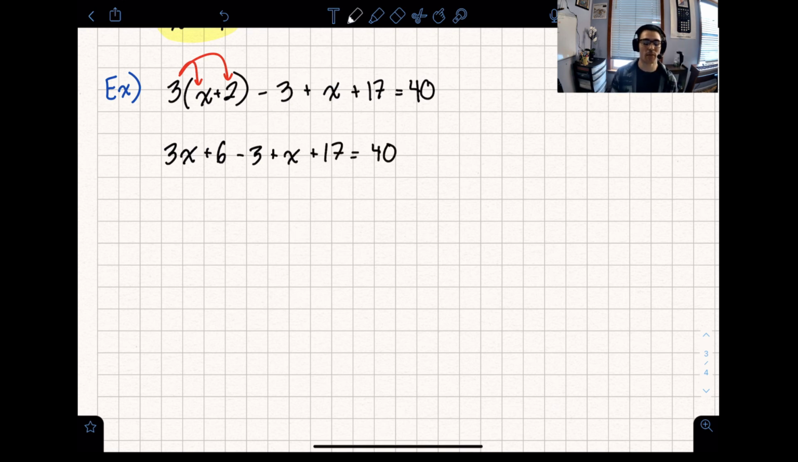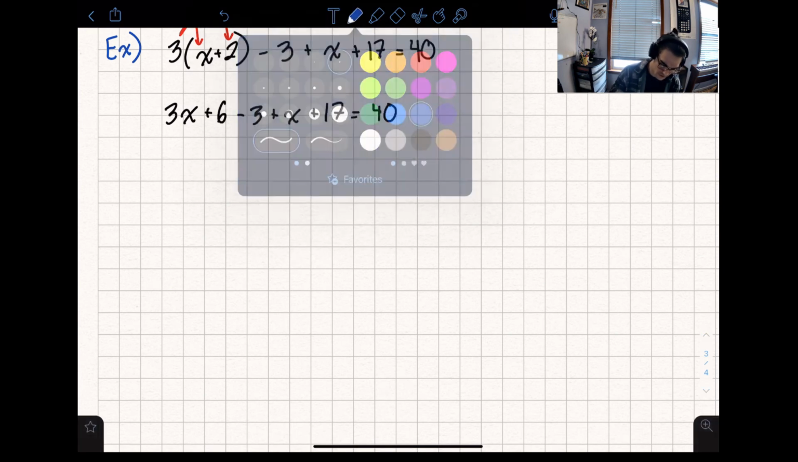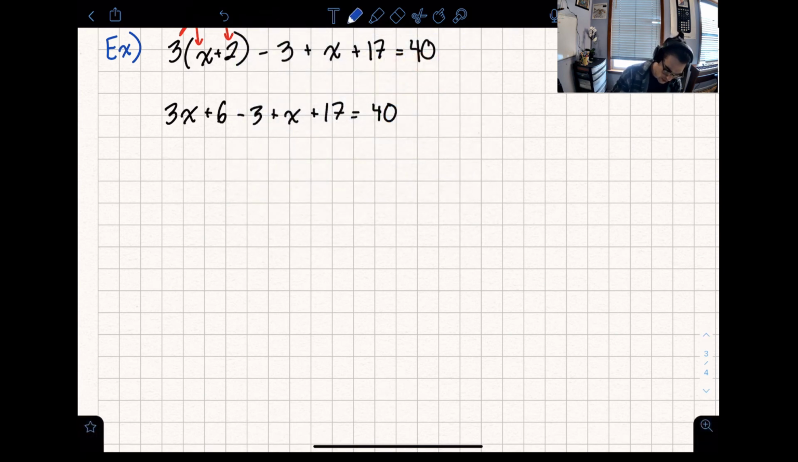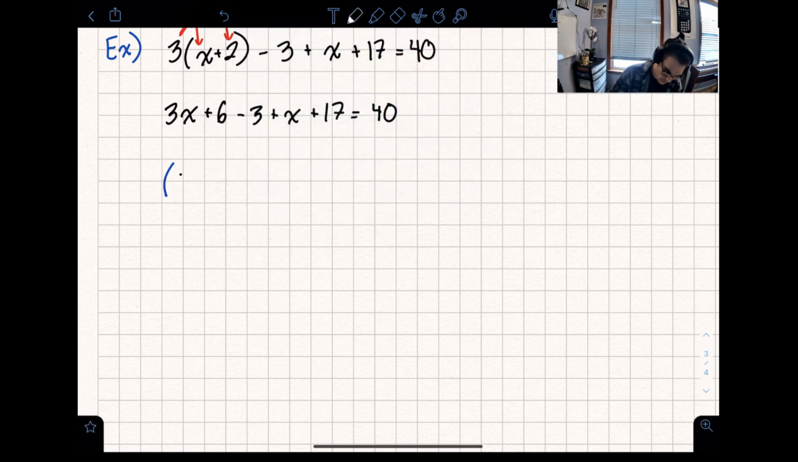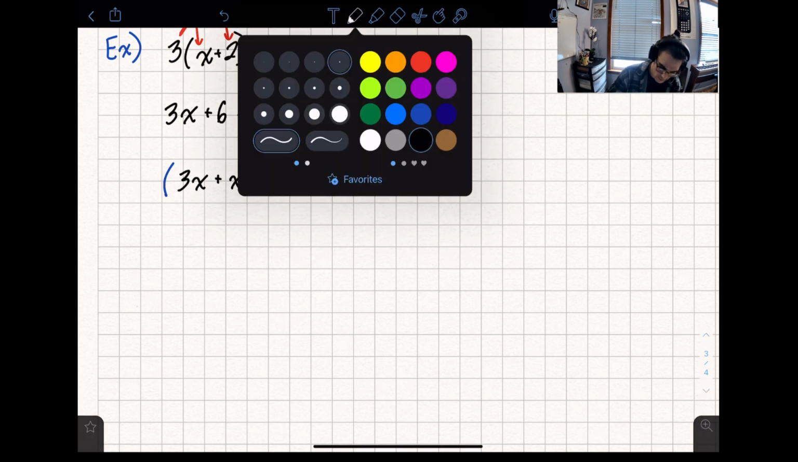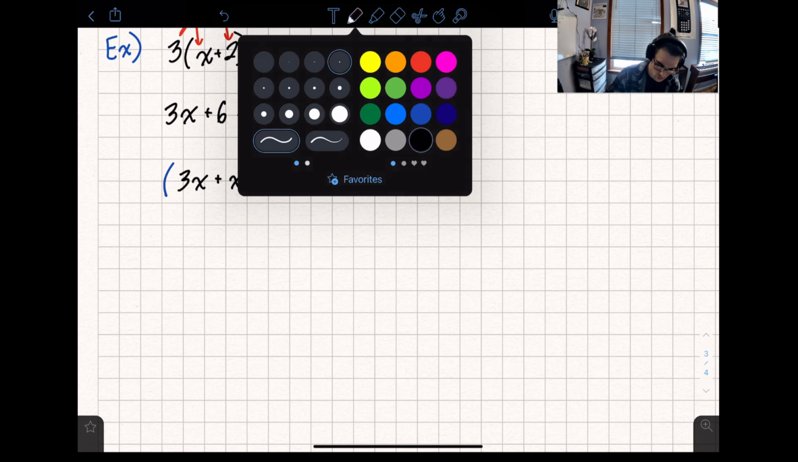Okay. From here, I'm going to start grouping my like terms together to make it easier on the eyes to see what will be combined. So I'm going to put these in parentheses again, just to make it a little bit easier on the eyes. So now, parenthesis, we're going to put the x terms in here. So we have our 3x from there, and then our plus x. And we're going to close our parentheses. Plus, and we'll do this one in purple, now my constant terms will go in here.